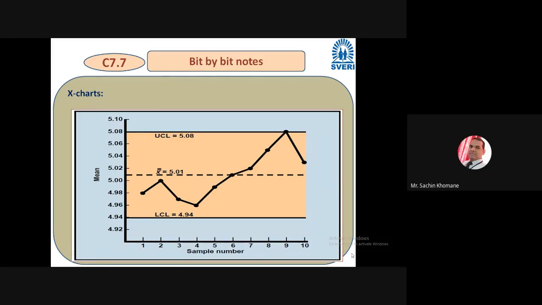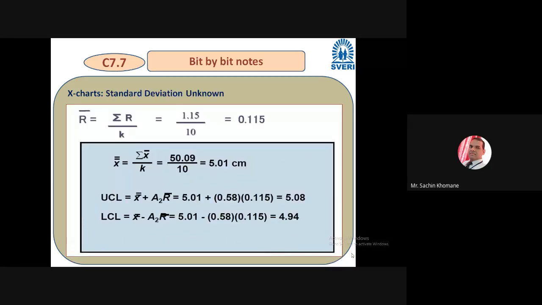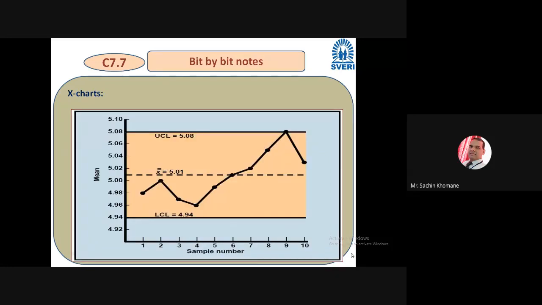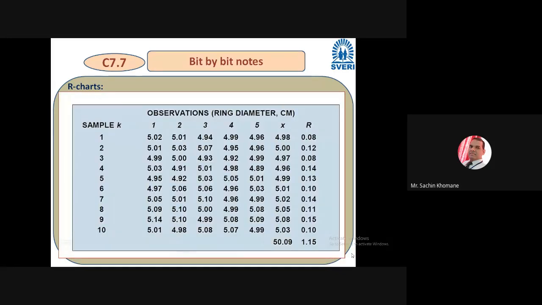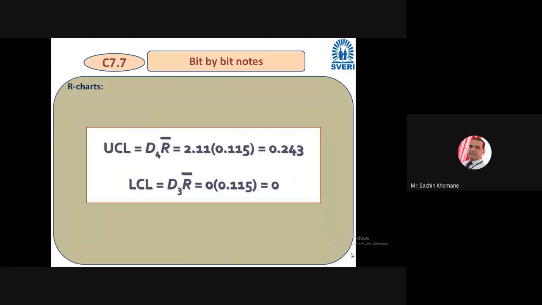So, yesterday we have seen variable types of control charts, right? The X chart and another one, the R chart. We have seen these two types of charts. We have seen the procedure: how to calculate R bar, how to calculate X bar, how to calculate the upper limit and the lower limit. Then we have seen how to calculate range, how to calculate mean, and how to prepare the R chart with the help of UCL and LCL.